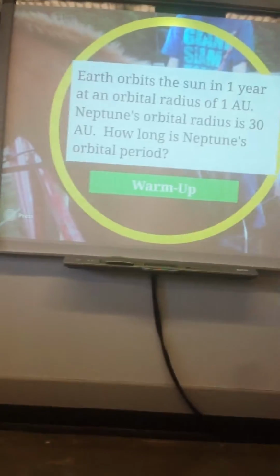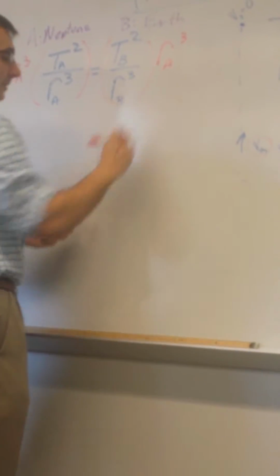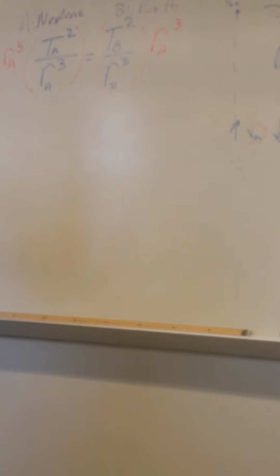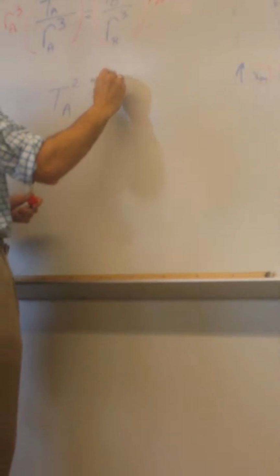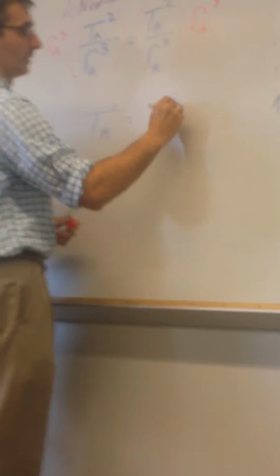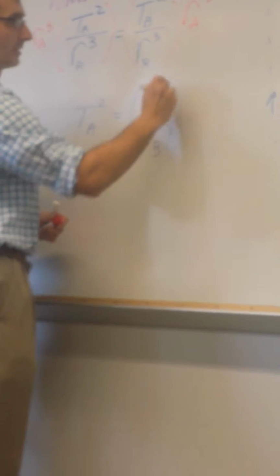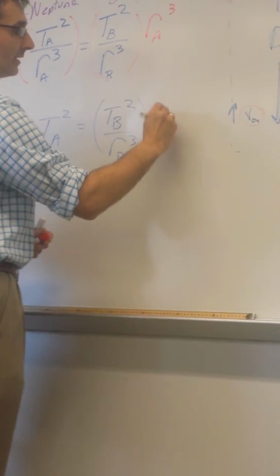I'm going to plug in at the end. So, yeah, I'm going to multiply radius of Neptune cubed and radius of Neptune cubed here. And then I'll take the square root, right? Okay, so I get TA squared equals TB squared over R sub B cubed times R sub A cubed.